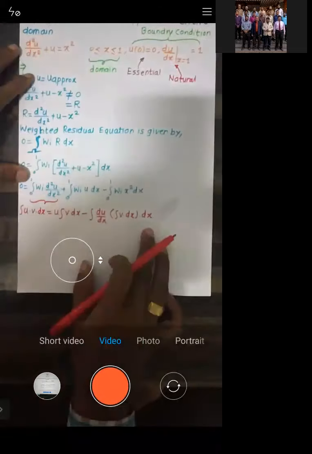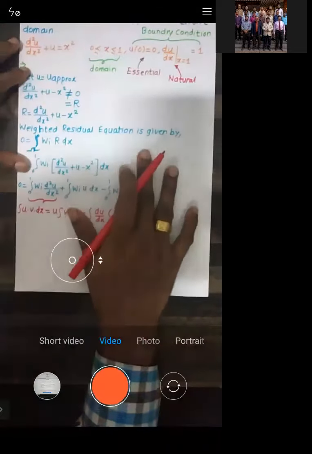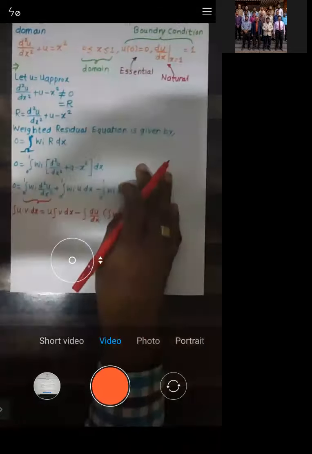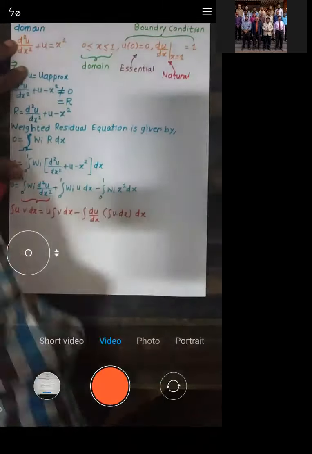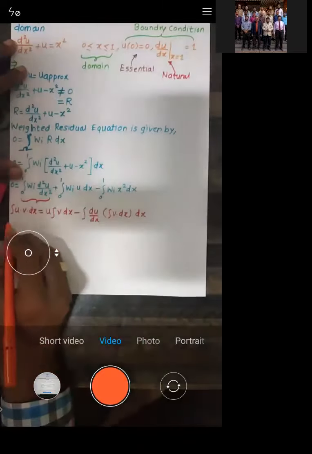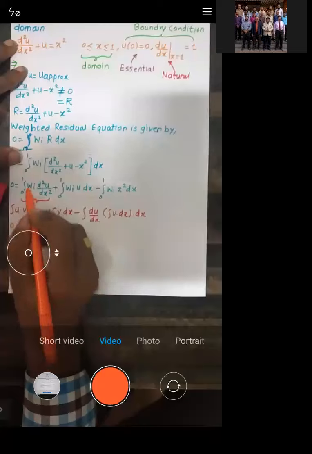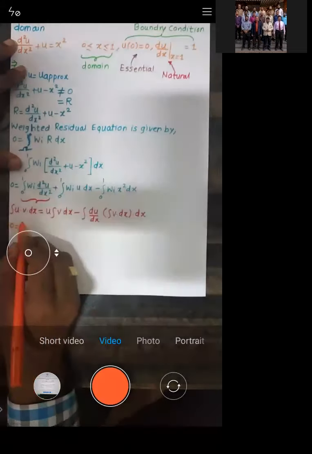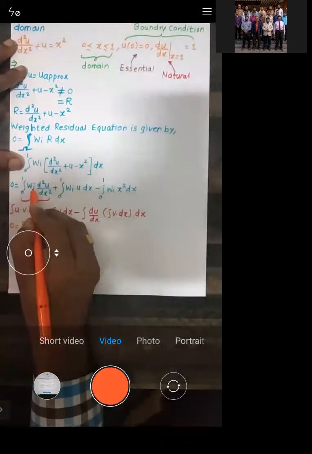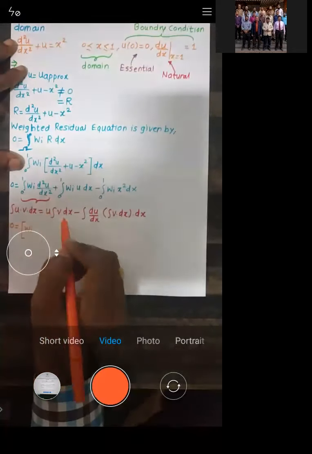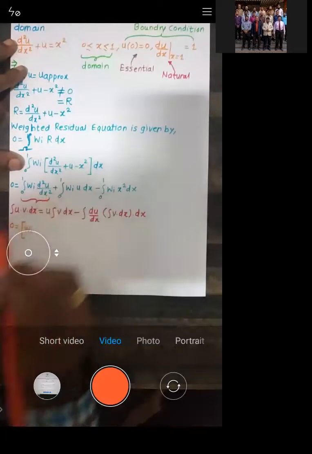Now let us apply this formula to the integration of the first term. I'll write down 0 is equal to... the first term is Wi. Try to understand, first term is Wi. So first into the integration of second. What is the integration of d square u by dx square?